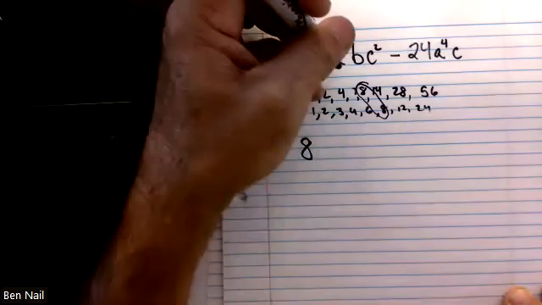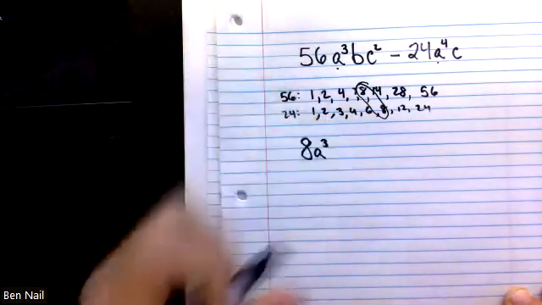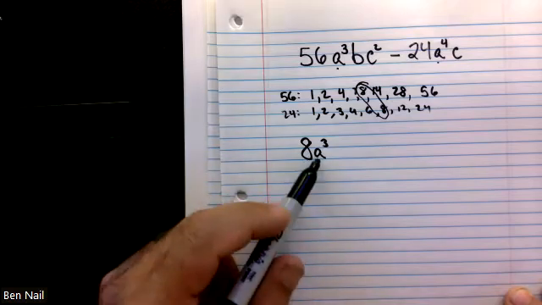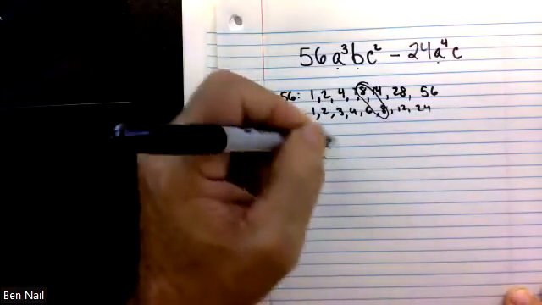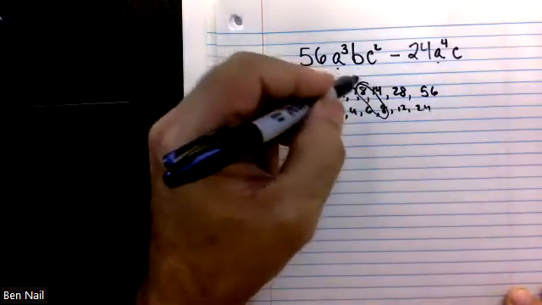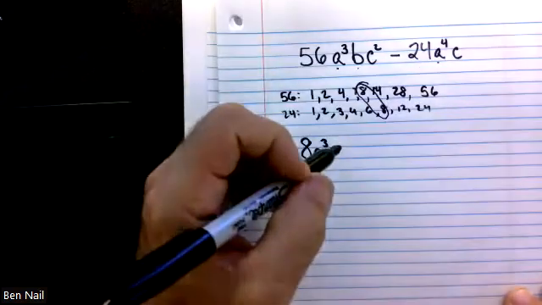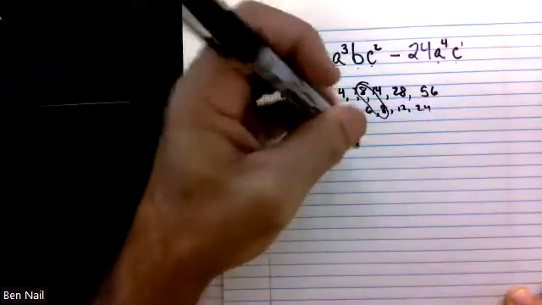Like I said, for variables, they both have to have them. We can factor out the smaller of the variable exponents. So we've got an a to the third and a to the fourth. I can factor out an a to the third. The b here, this one does not have a b. So I cannot factor it out. Again, to factor it out, you have to have it in both or all of the terms. Now, they do both have c's, so I can factor out the smaller exponent, that c to the first.